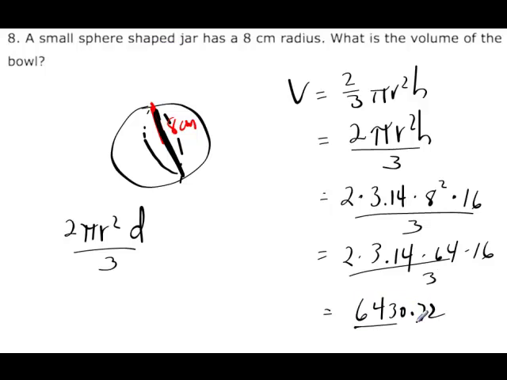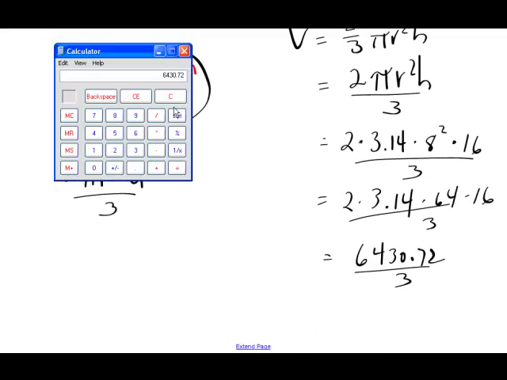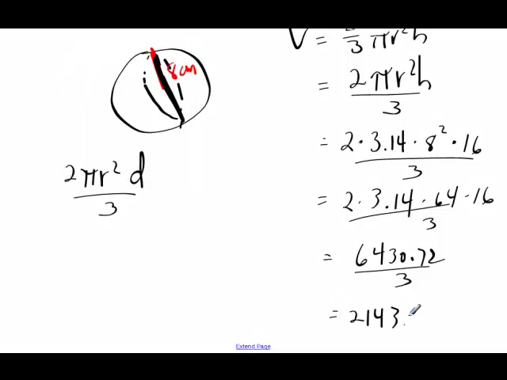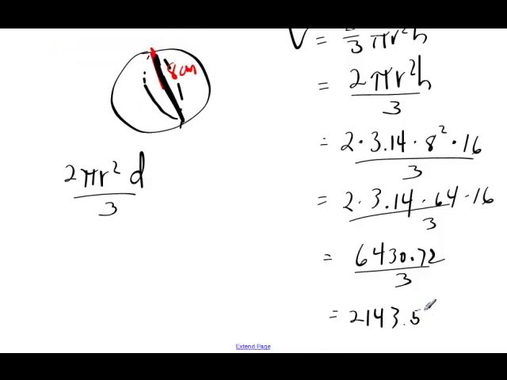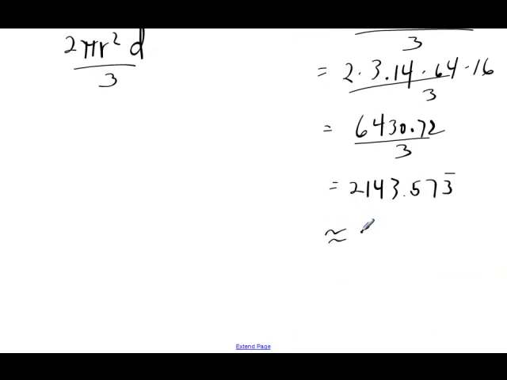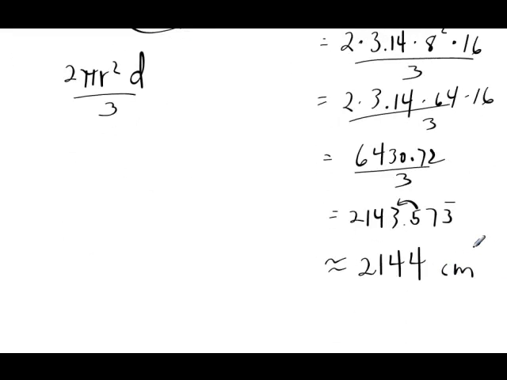So that equals 6,430.72. And then I still have to divide by 3. So go back to my calculator, take that subtotal, divide by 3, and I get 2,143.573 repeating. So let's go ahead and round that to approximately 2,140, and we'll take that 5 and make that into a 4. We know the label is centimeters, so it would be centimeters cubed.